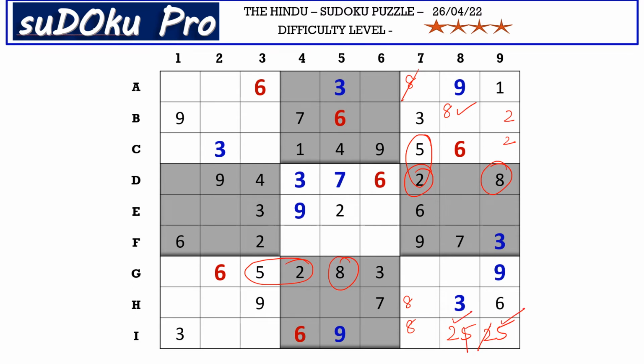This is the very critical part of the puzzle. I actually got stuck here. Once I found this, the entire puzzle was very easy for me.